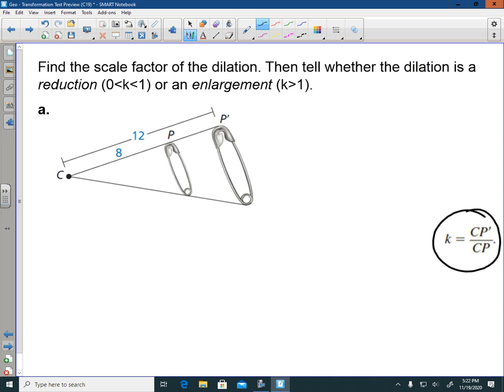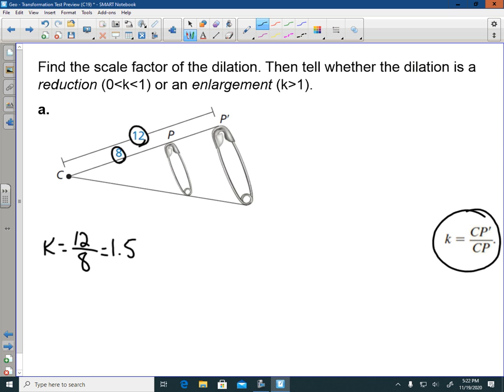And so we can do that, first part. Our scale factor is going to be the distance between C and P prime, which in this case is 12, over the distance between C and P, which is 8. And so we have 12 over 8, which is about 1.5, if I'm not wrong.